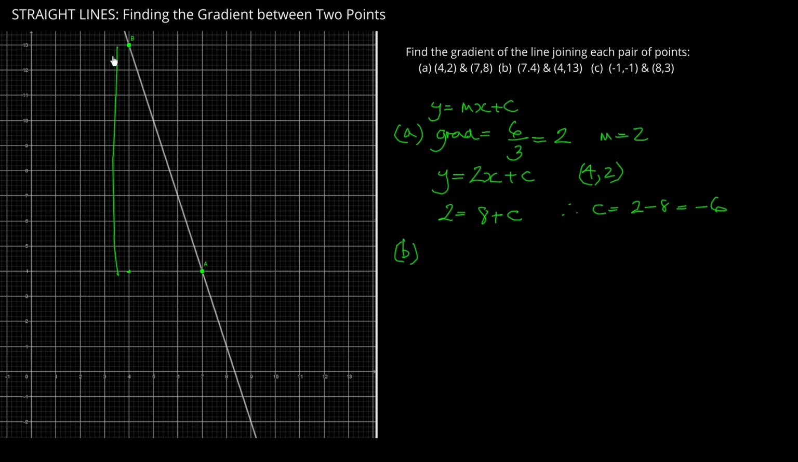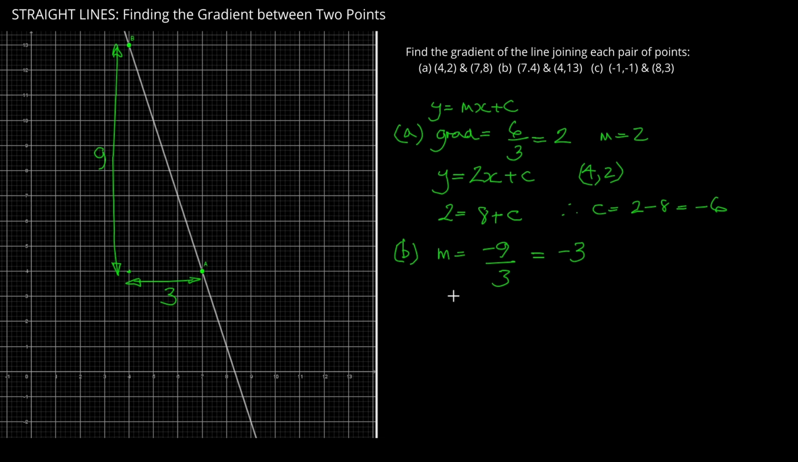There's the rise, which is going to turn out to be a fall, and here is the run. So 1, 2, 3 is the run, and 1, 2, 3, 4, 5, 6, 7, 8, 9 is the rise. But it's going to be a negative rise because this is clearly a negative gradient. So m is equal to the rise, which is negative 9, over 3. And this turns out to be negative 3.